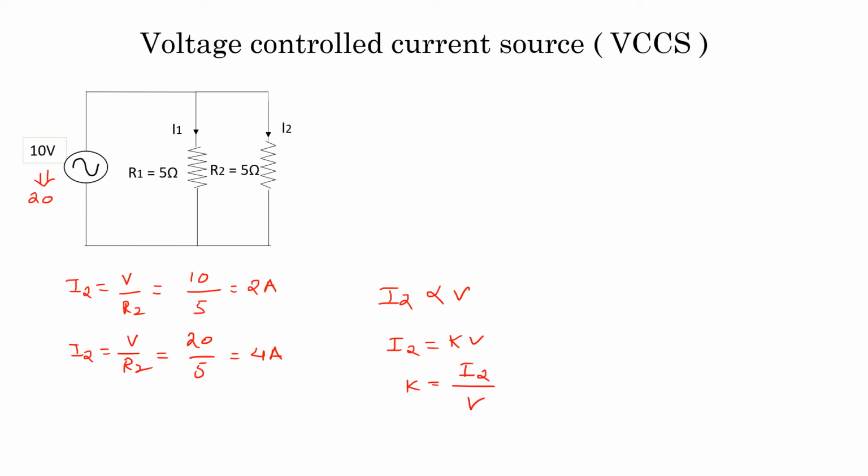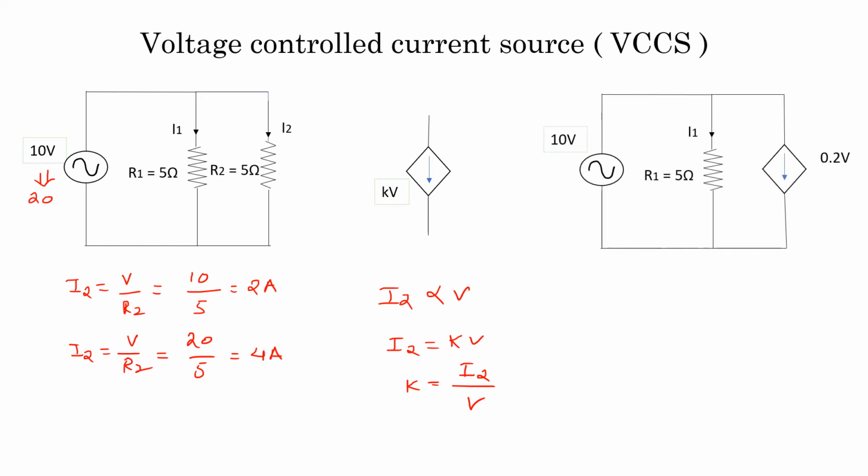Now you can see here the symbol of voltage controlled current source. Here an arrow is there inside the diamond shape to indicate it is a current source. Now this diagram is shown, which is replaced by the dependent source symbol. Here I can get the value of K as I2 by V. So how much is I2 in first case? I2 is 2 divided by V is 10. So that is equal to 0.2.